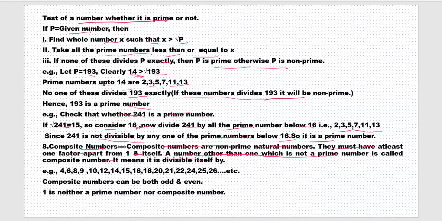Examples are 4, 6, 8, 9. 4 is divisible by 1, 2 and 4. 6 is also divisible by 1, 2, 3, 6. 1 is neither a prime number nor a composite number.